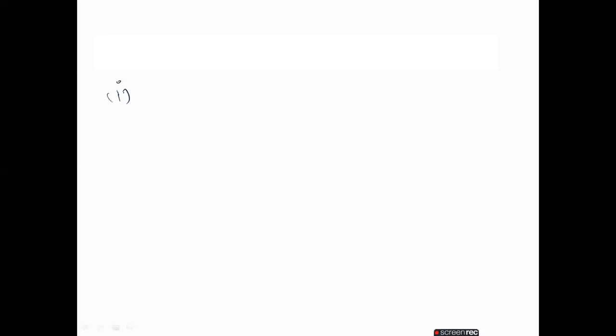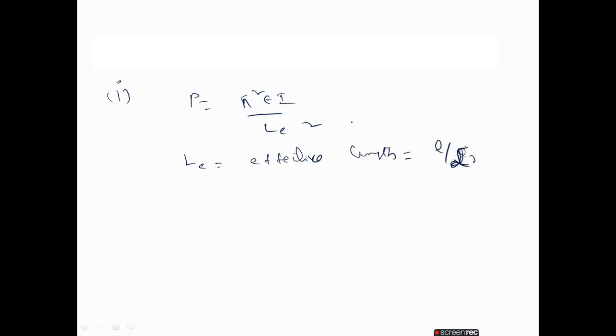When both ends of the column are fixed, the value is P equals pi square EI by LE square, where LE is the effective length. For this condition, LE is L by 2. So L is 6000 by 2, and we get 3000 mm. My dear students, now we have to calculate the moment of inertia.